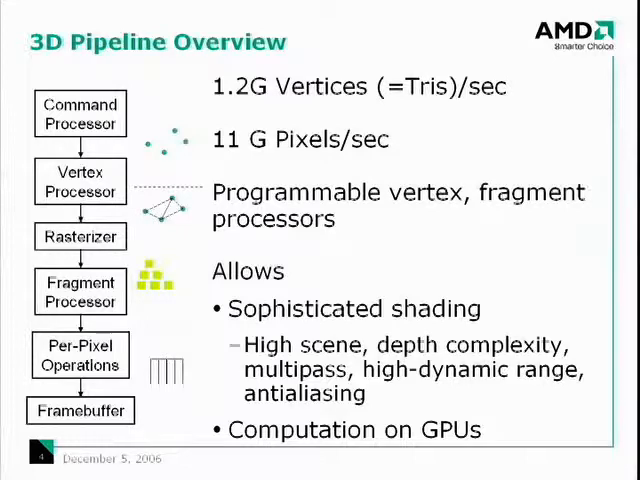Okay, we now have these programmable vertex and fragment processors, and beyond allowing sophisticated shading and getting really nice pictures on the screen, there's more stuff that you can do now than you used to be able to. So you can have this high depth complexity that has to do with being able to draw the screen many times over itself. You can do these multi-pass algorithms where you draw things multiple times. We also have floating point frame buffers, so you can do things like high dynamic range. I'll show a couple examples of this, and anti-aliasing.